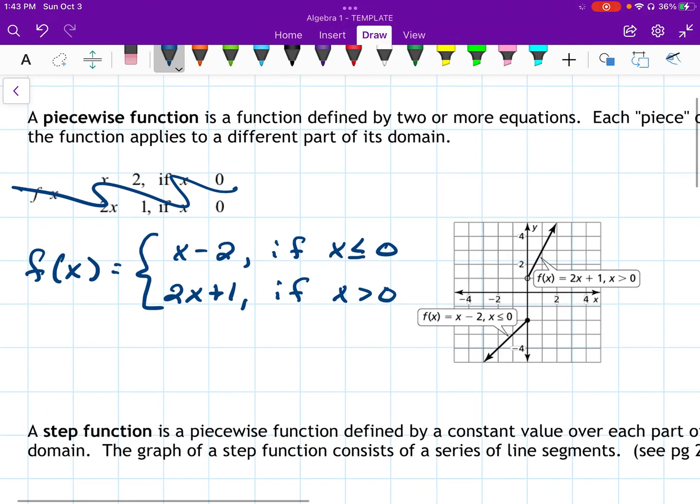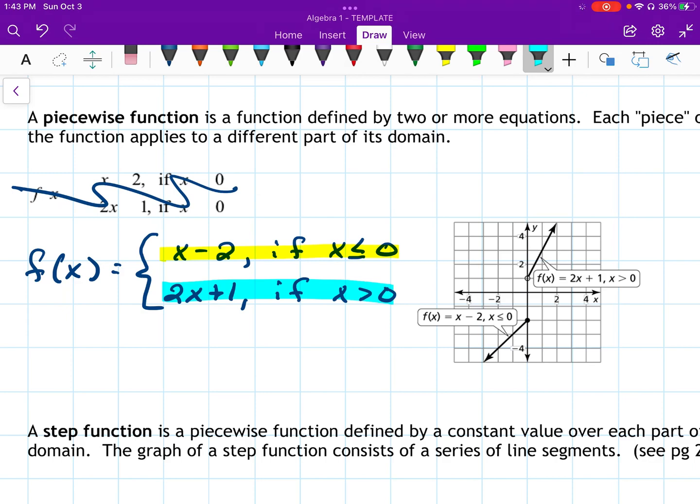So what this does is it breaks up this function f over its domain. So we have the top part of it, that's for x less than or equal to 0, and the bottom part of it for x greater than 0. Both of these are lines, and then the graph here is for this function. Let's look at it.